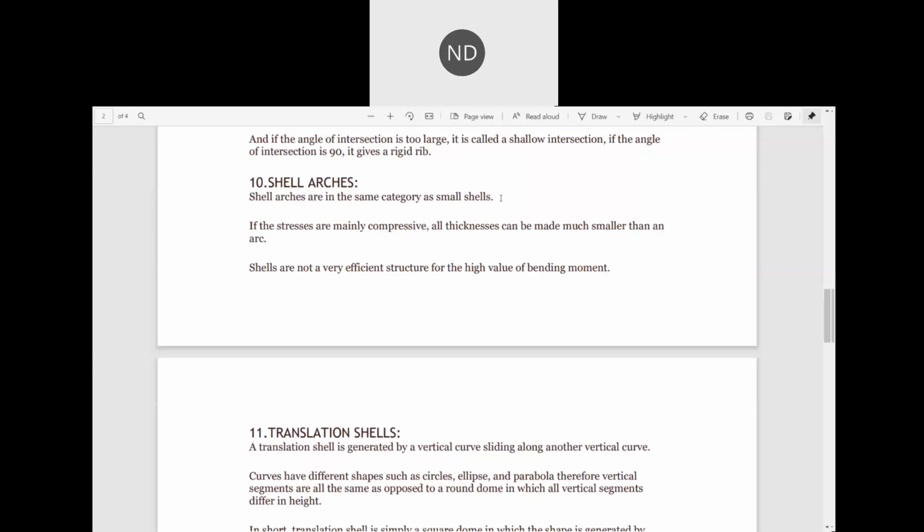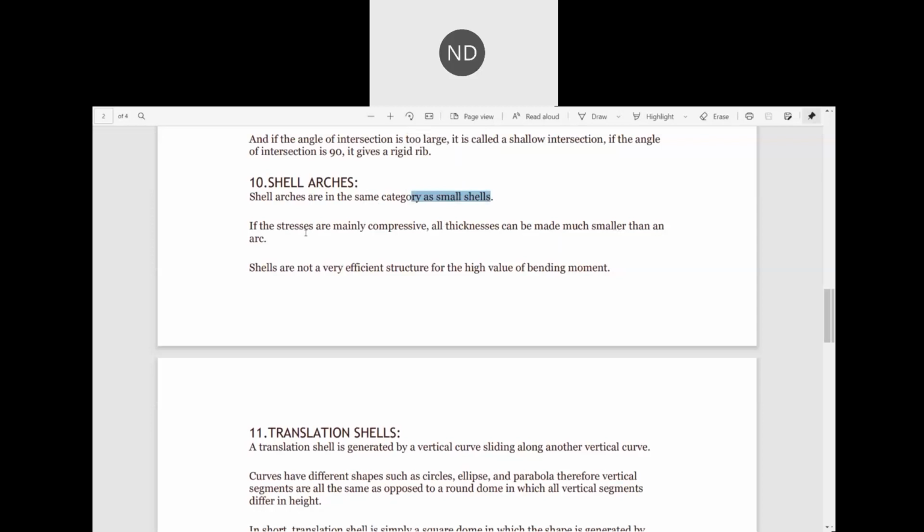They can be continuous, they can be cylindrical. So when you know one kind of shell structure, you can describe the other types, because they are based on the same criteria. They are differently classified, or you can say they are separately called by different names. So this is another one, shell arches, but they are the same. You can say the shell arches are in the same category as small shells. You can call them small shells also.